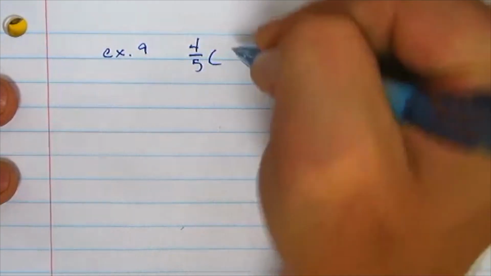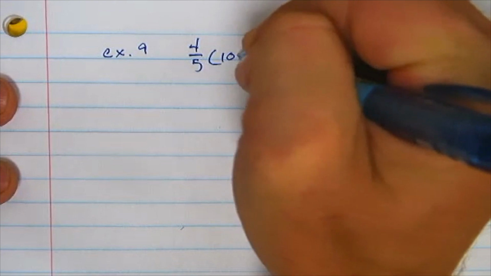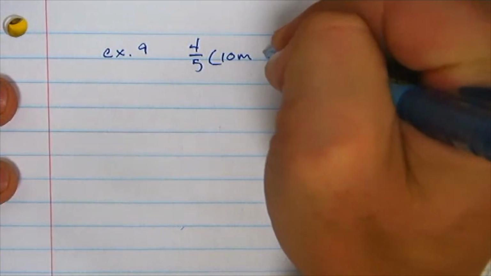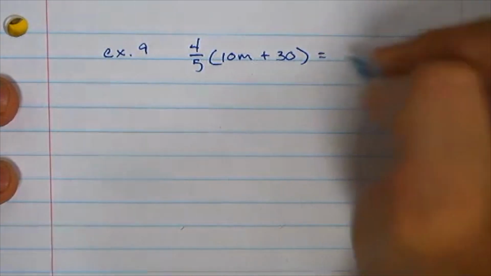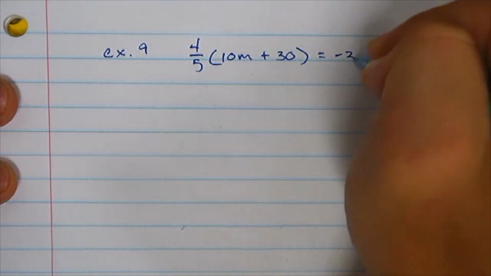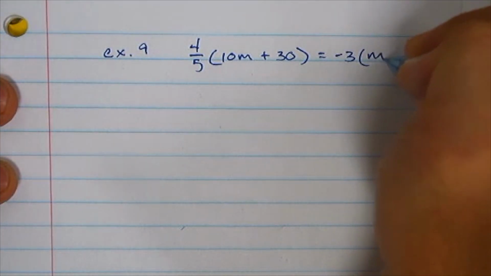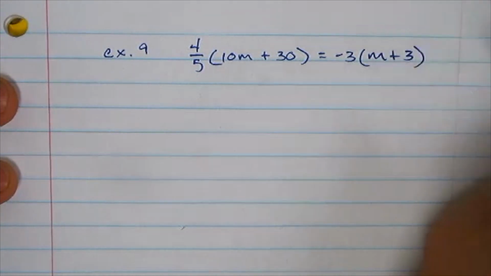And this one looks very intimidating to start. So 4/5 of 10m plus 30 equals negative 3m plus 3. All right.